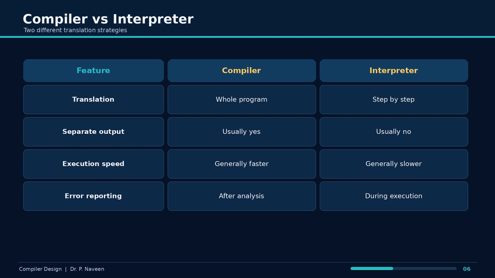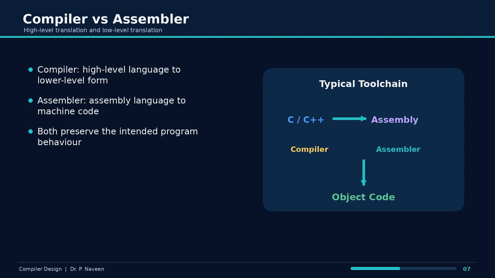An interpreter works step by step. It reads one statement at a time. It translates that statement. Then it executes the statement. After that, it moves to the next statement.